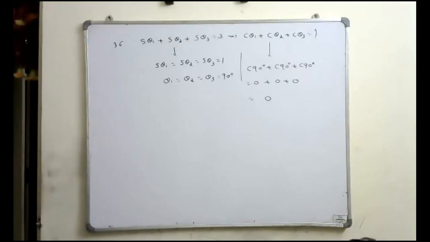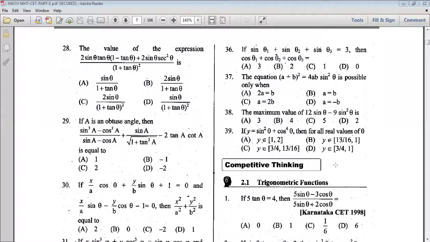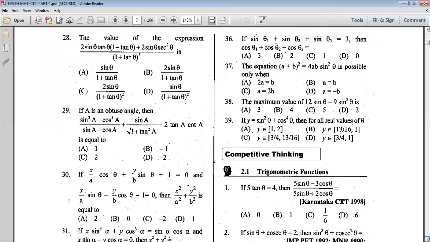Completed, sir. Let's look at the next problem. Observe problem 37. A plus b whole square is equal to 4ab sine square theta. Then which of the following options are possible?